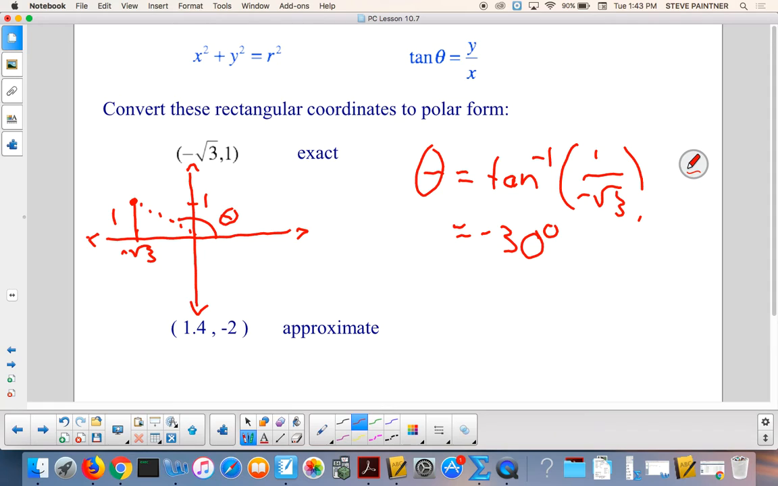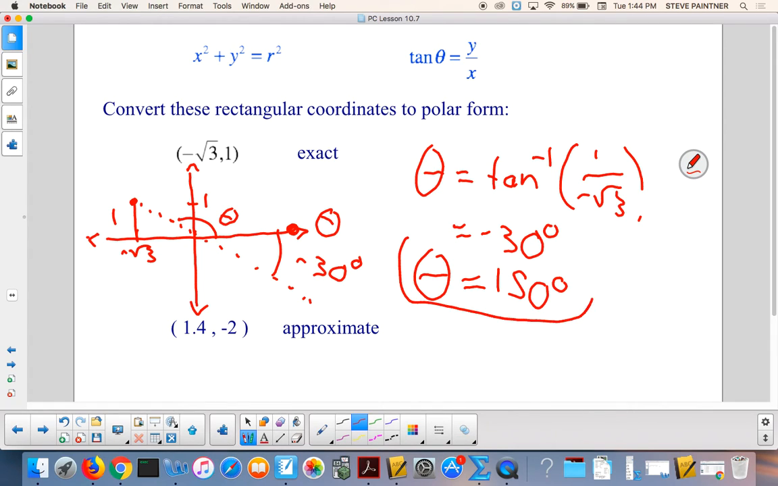Where is negative 30 if we're graphing that angle? Here's 0. That's negative 30 degrees right there. That's not the angle we're interested in. We're interested in this angle, the angle we make with the positive x-axis. I hear 150? Yeah, these are supplementary angles, theta and negative 30. So the angle we're really interested in is 150 degrees. Again, I'll say it 100 times, you need to sketch these things, or else you're going to get answers like negative 30 and go, I don't know what that means.